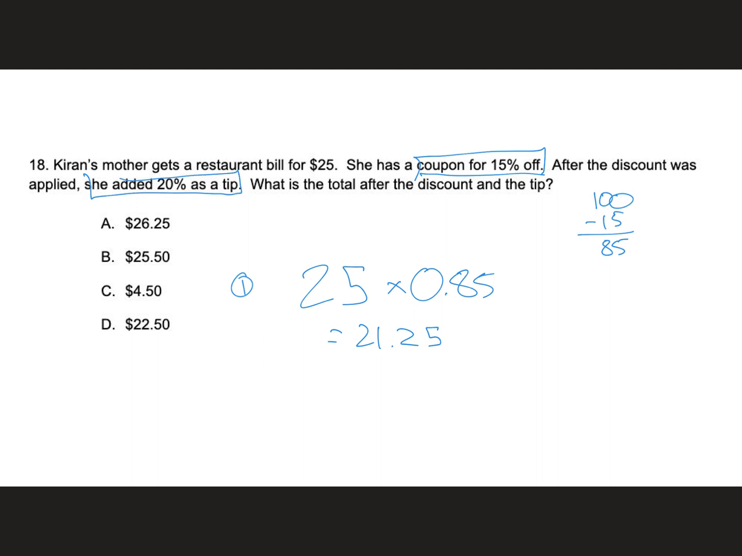Then she adds 20% as a tip. So my second step is I'm going to take the discounted price and now I want to add 20%. So I'm going to multiply by 1 plus my 20% increase, which is 1.2. Grab your calculator, 21.25 times 1.2 equals 25.5, which is the same as 25.50, just in case that's confusing, but 25 and 5/10 is the same as 25 and 50 hundredths. So your answer is B.